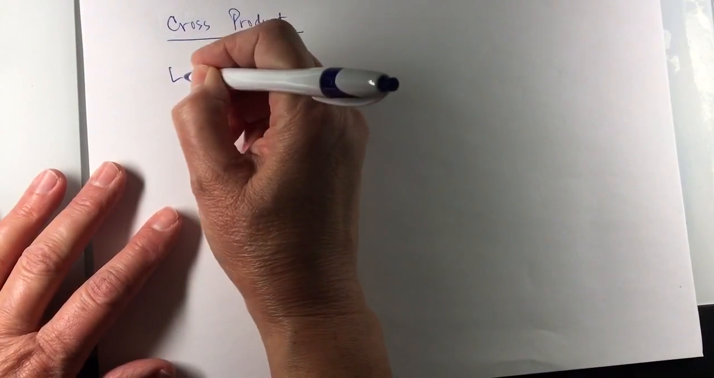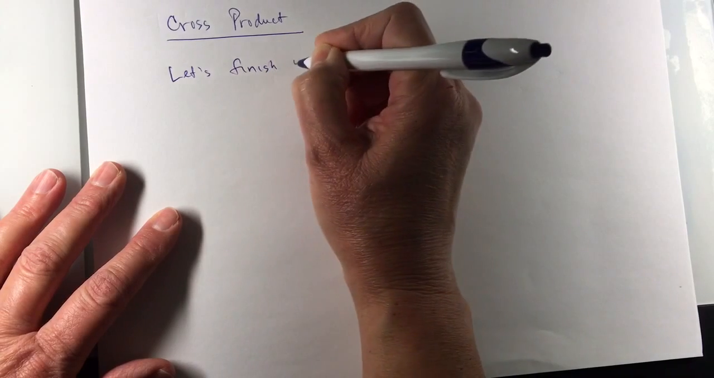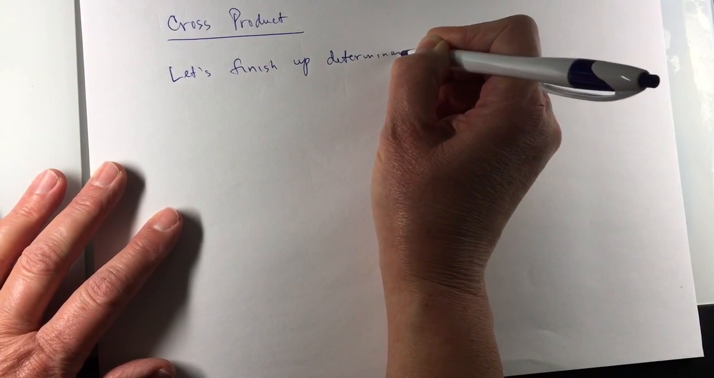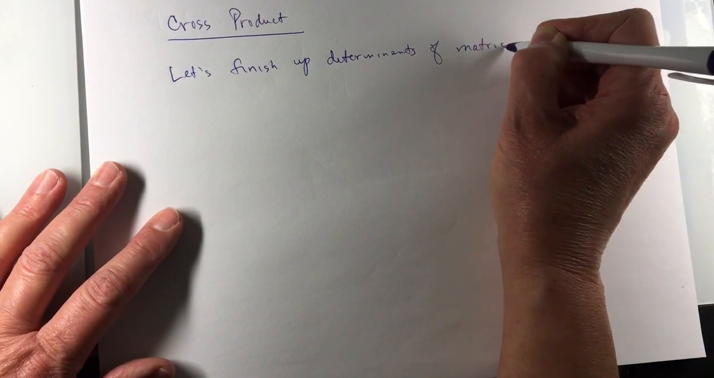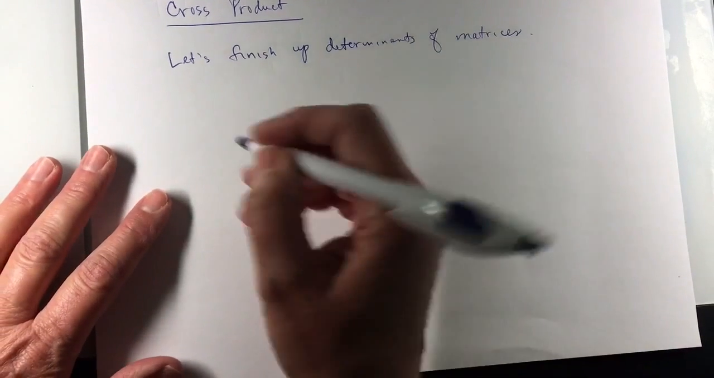Determinants of matrices. So let's finish up determinants of matrices. I'm going to go with the determinant of a 2 by 2 matrix.